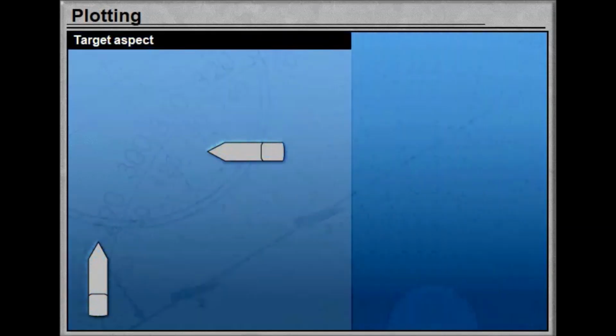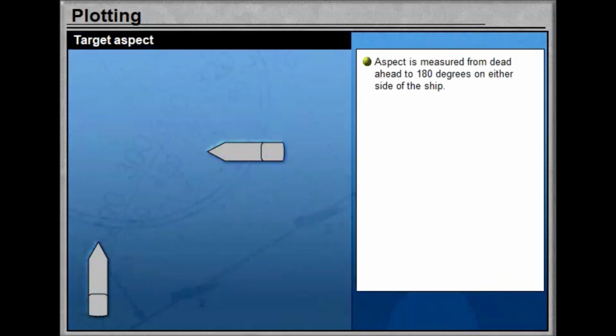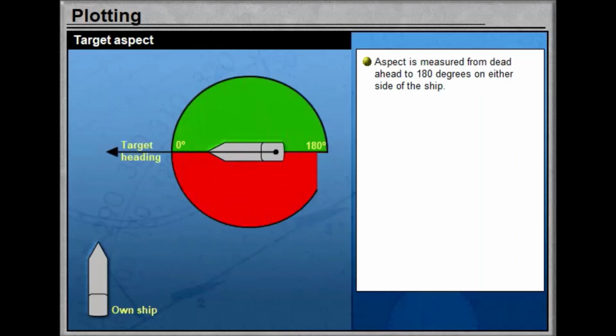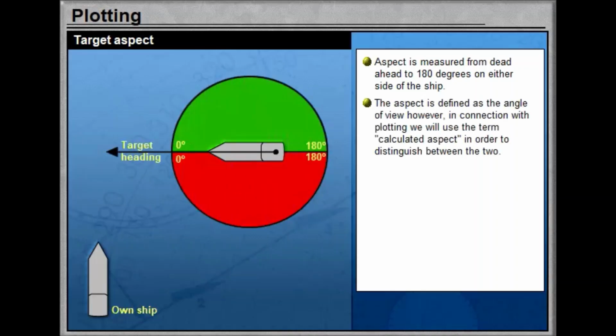It is important to fully understand the meaning of target aspect. Aspect is measured from dead ahead to 180 degrees on either side of the ship. The aspect is defined as the angle of view. However, in connection with plotting, we will use the term calculated aspect in order to distinguish between the two.